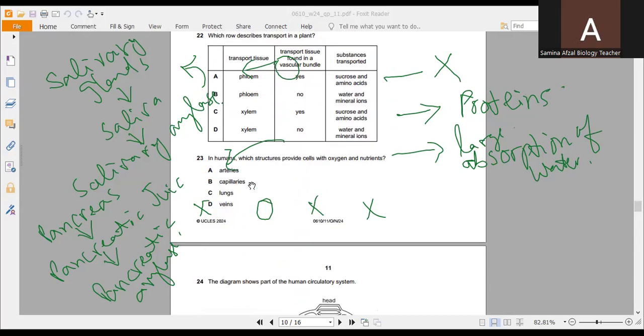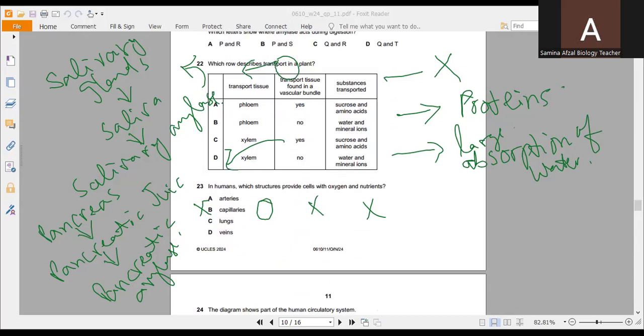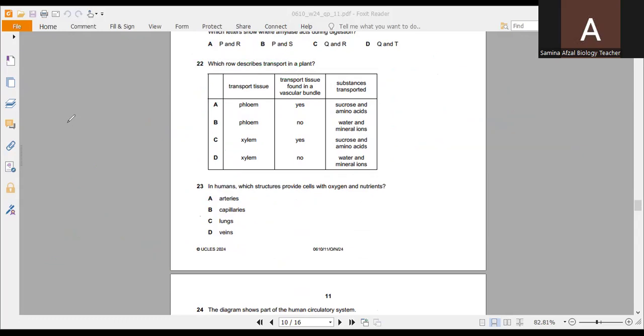Now question number 22. Which row describes transport in plants? In plants, the transportation of water takes place by the xylem, and conduction of food or nutrients takes place by the phloem. So the transporting tissue, first of all, they have written the phloem. Transport tissues found in vascular bundles: yes, this is part of the vascular bundle.